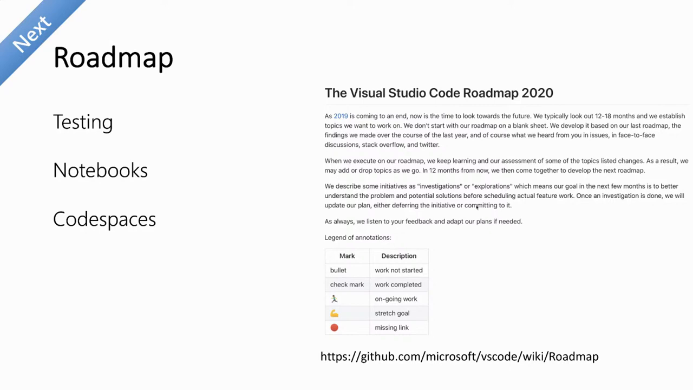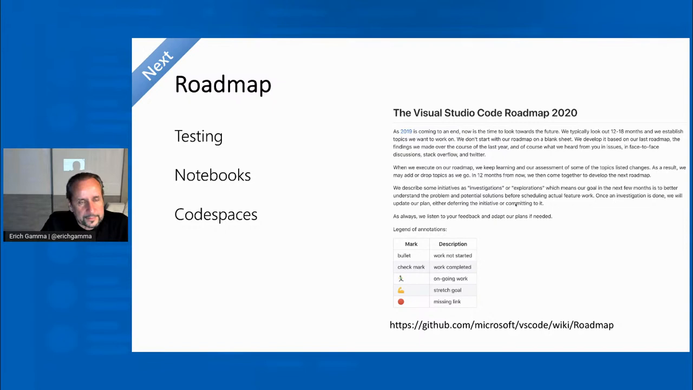A new area is testing. We have code editing, rich code editing support. We have debugging support. So what was missing in the whole cycle of developers was testing. And interestingly, we left this part to the community, right? They filled it in, they were very creative. And what we do now, we go back to this community and work with them on testing infrastructure.